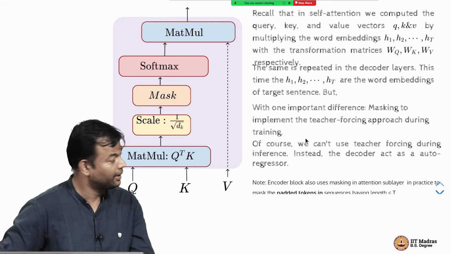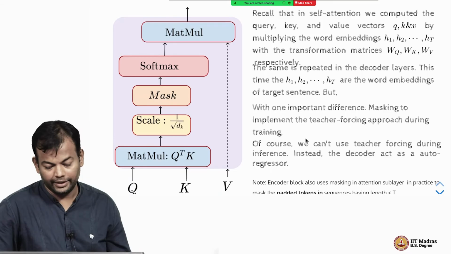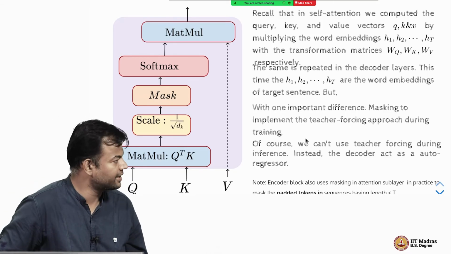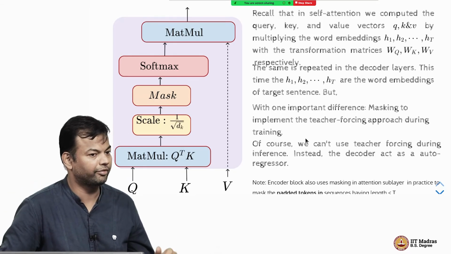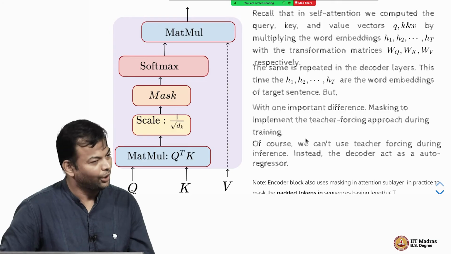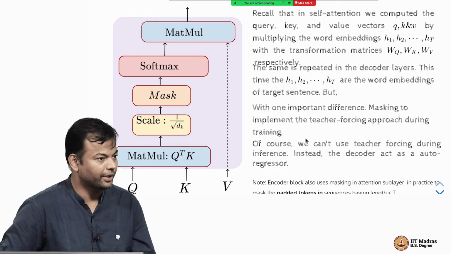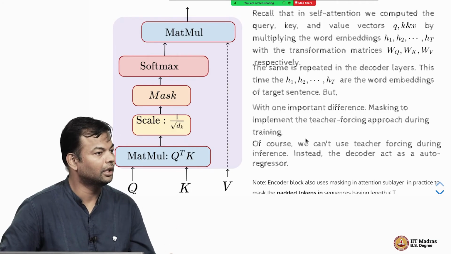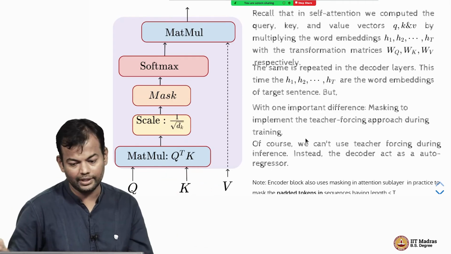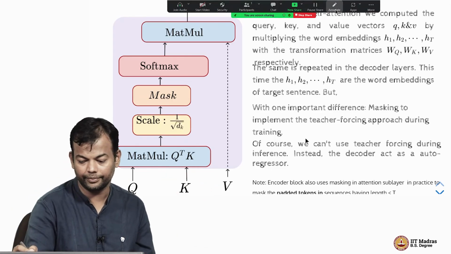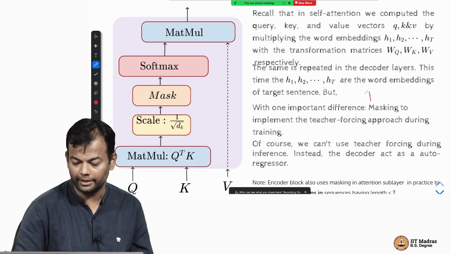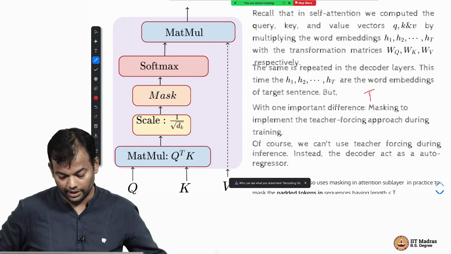There's this footnote here that while we are talking about masking in the context of decoders, there's also some masking used in the encoders. When you're training practically, you have assumed a max sequence length of capital T. You have assumed that the max sequence length is capital T.